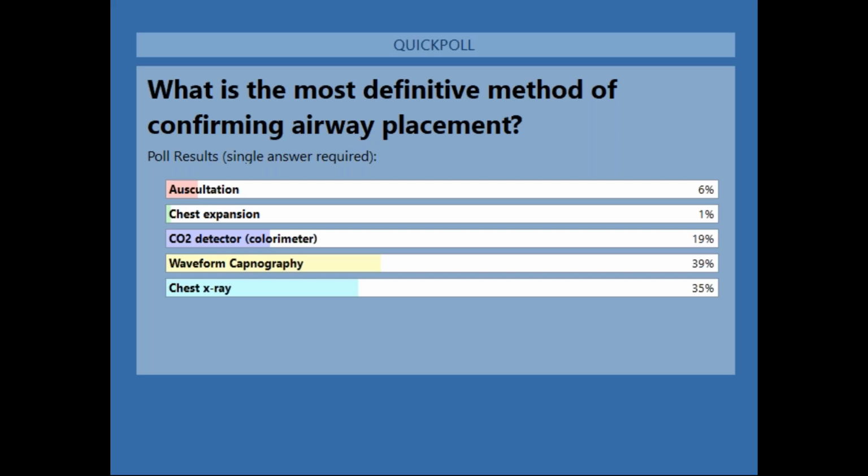I know we do it. You cannot tell if the tube's in the lung versus the gut unless the gut's blowing up because there's so much air in it. You cannot tell by auscultating. Waveform capnography is the answer there. And chest x-ray is needed, but chest x-ray doesn't tell you lungs versus gut. It tells you how high or how low that endotracheal tube is. So, all right, nice job everyone on that.